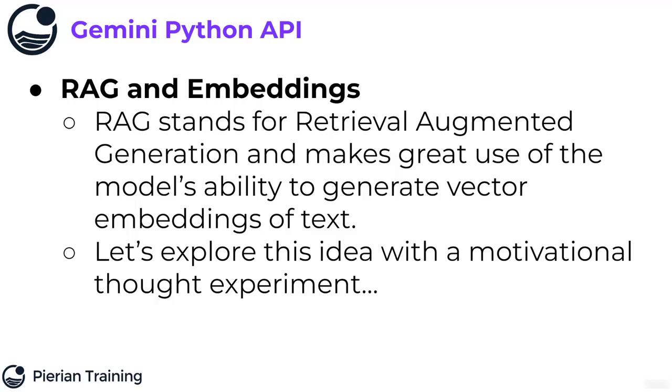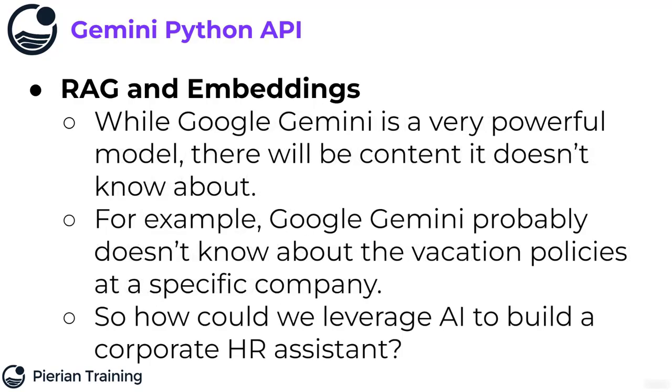I want to explore the idea of RAG with a motivational thought experiment. While we know that Google Gemini is a very powerful model, there's simply going to be content it doesn't know about, either very recent events or just stuff that wasn't in its training data. For example, Google Gemini probably doesn't know about the vacation policies at a specific company.